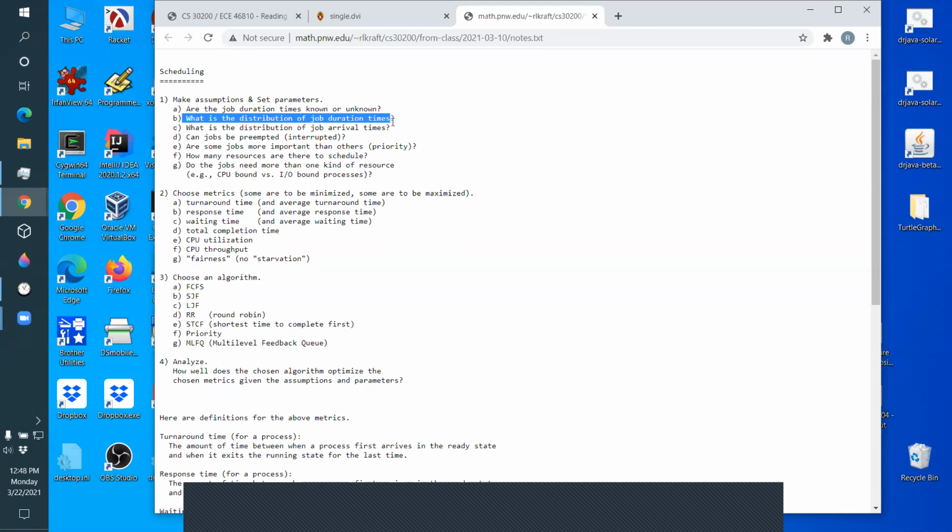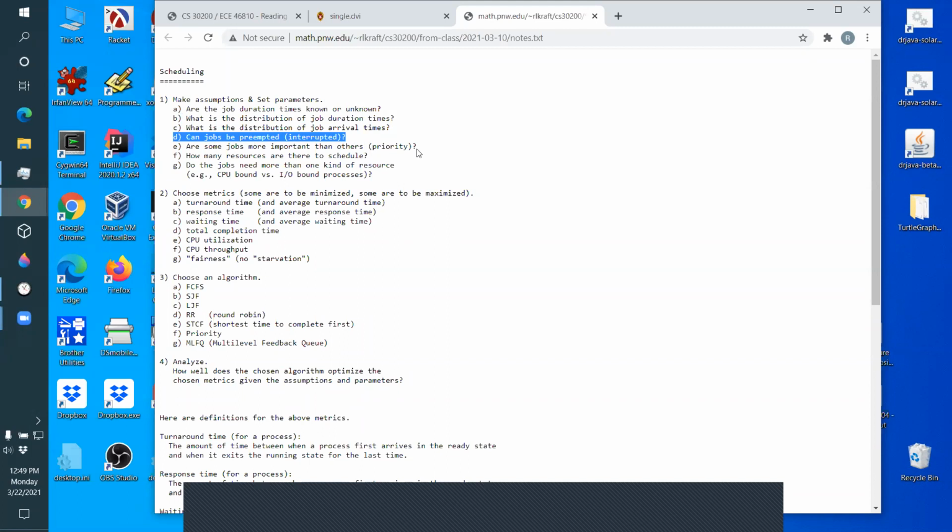This one was related to A. What is the distribution of job duration times? Do you have lots of short jobs and a few long jobs? Do you have lots of long jobs and a few short jobs? Do you have only short jobs? Do you have only long jobs? Then here's another one. We'll see as we go along.